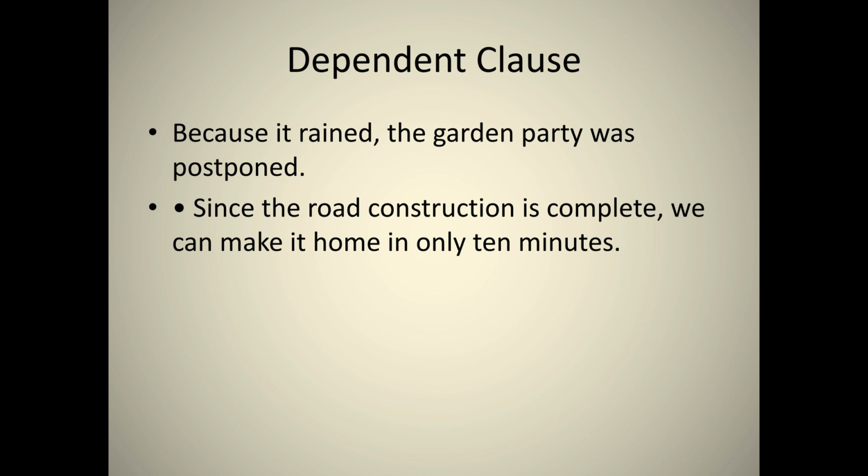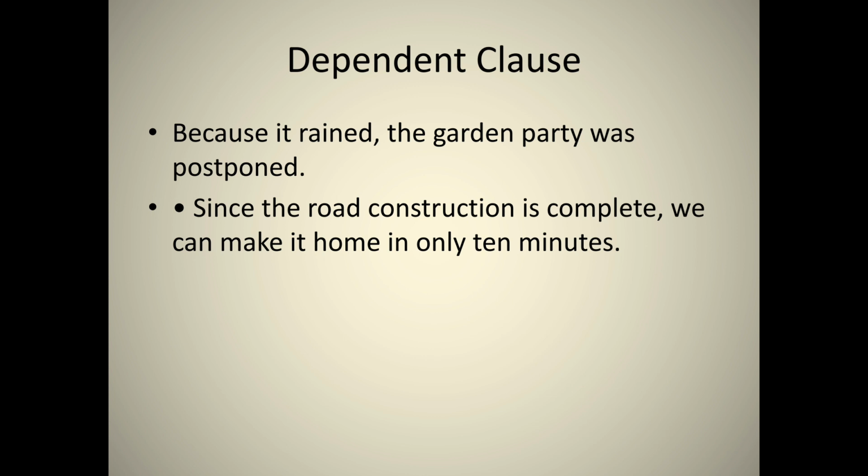Right? So it doesn't make complete sense. To make complete sense, it depends on another clause. So the next clause explains what happened when it rained. Because it rained, the garden party was postponed. So the party that was to be held in the garden was postponed, means that it will be held later, it will be rescheduled because of the rain. It is not cancelled. Cancelled means that it will never happen again. Okay, so because it rained, the garden party was postponed.